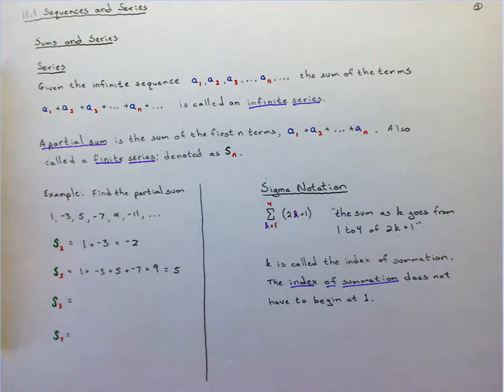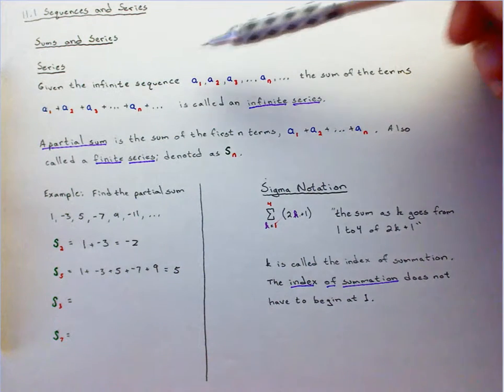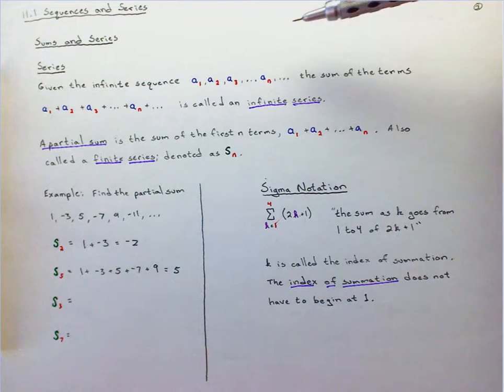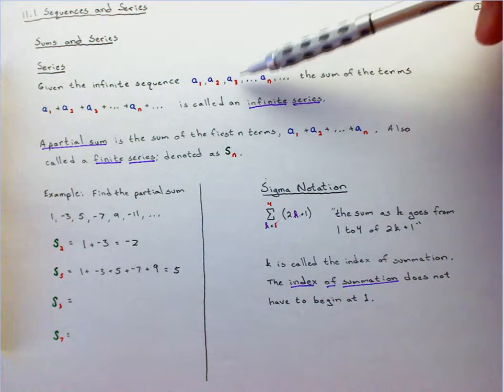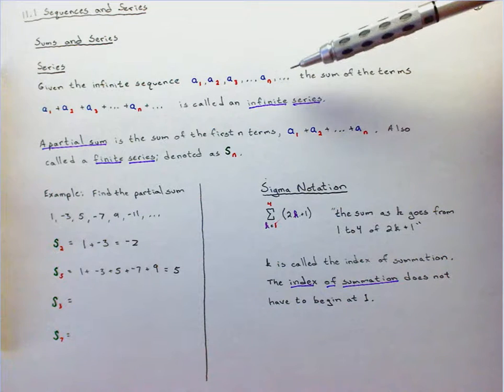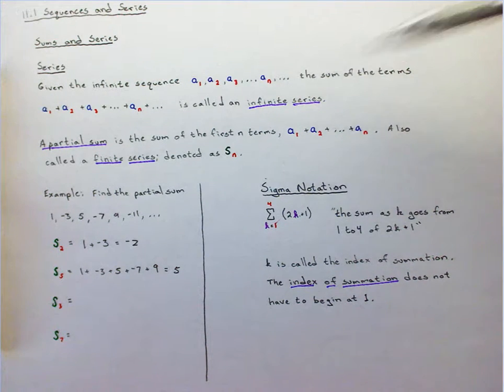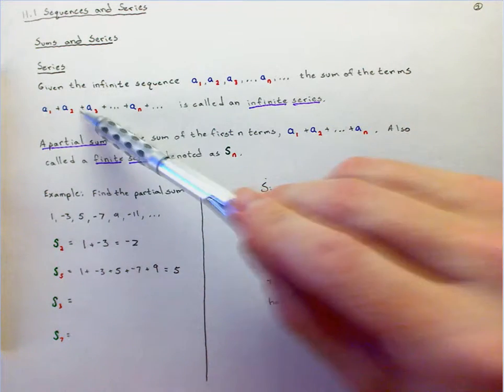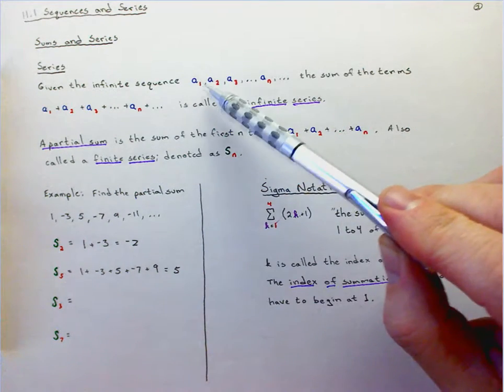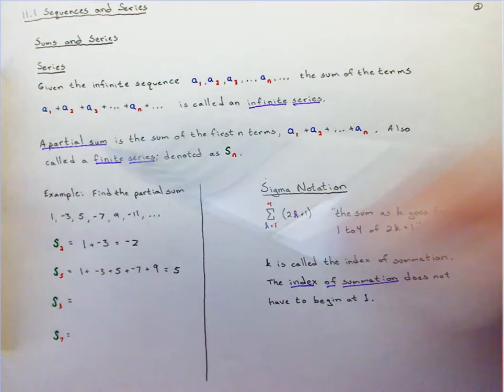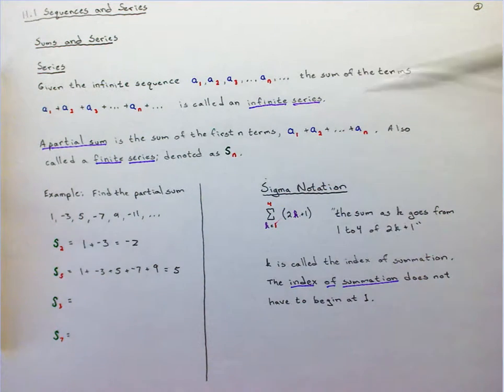Hey guys, still looking at sequences and series, and today we're going to look at sums and series. So a series is listed below. Given the infinite sequence, a sub 1, a sub 2, a sub 3, all the way up to a sub n, or if it's infinite, it keeps going, dot dot dot. The sum of the terms, meaning we just add them together, notice I've taken the commas away and replaced them with a plus sign, is called an infinite series.